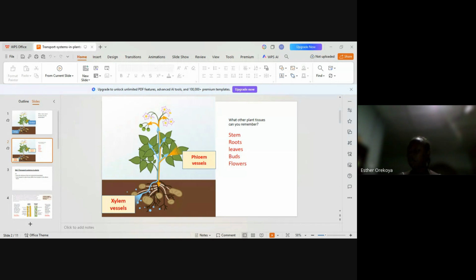Who can tell me which organ is responsible for excretion of water? Excretion of water. Which organ is responsible for excretion of water? Anyone want to give it a trial? If you are in a place where you cannot speak, you can drop the message in the chat box. I'm going to see it and respond.